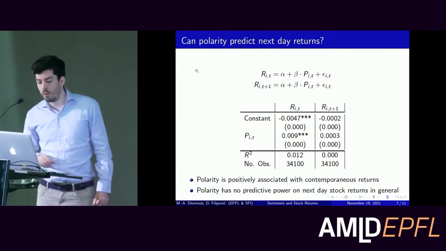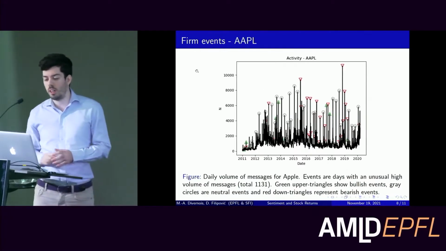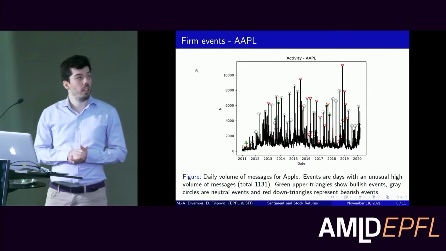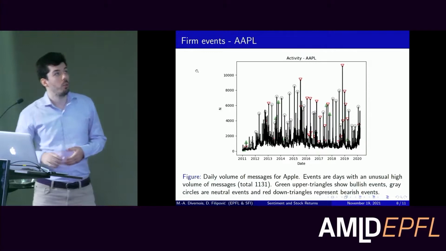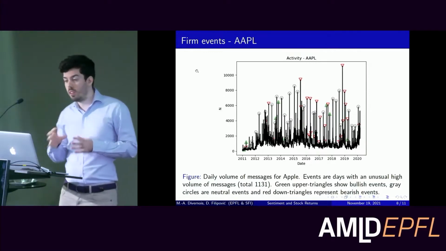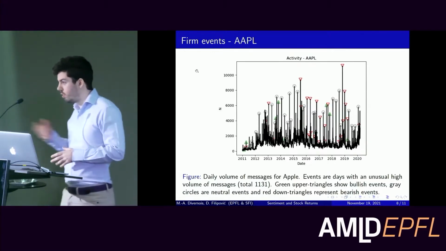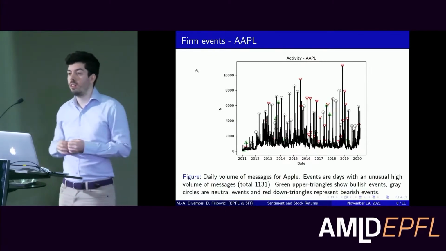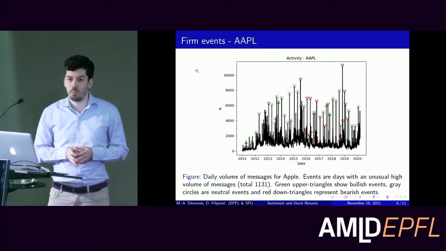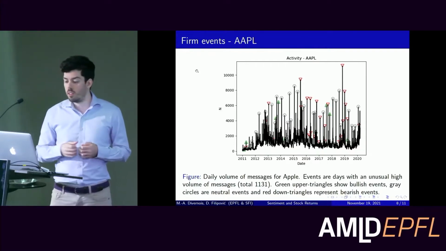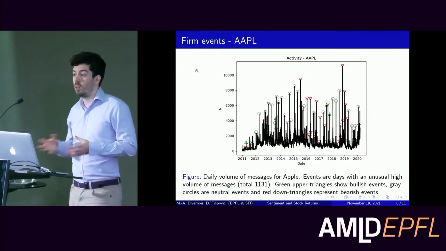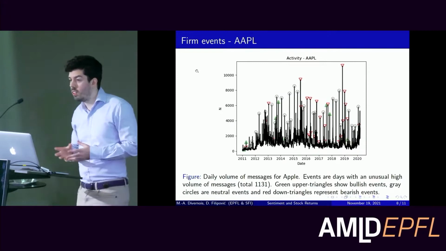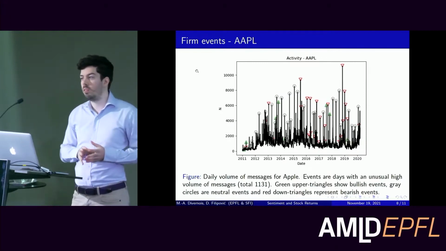Now the story is very different if we look at some specific periods in time. If we look at this graph, which is the daily volume of messages for Apple, you see that there are some peaks. On some days, people go crazy about the firm and talk a lot about it. We can capture these events, and we test and verify that they correspond to real world events. They start to tweet about things when things happen.